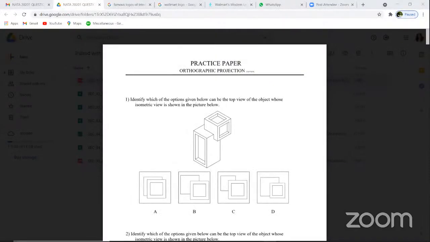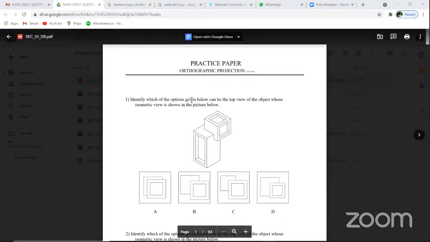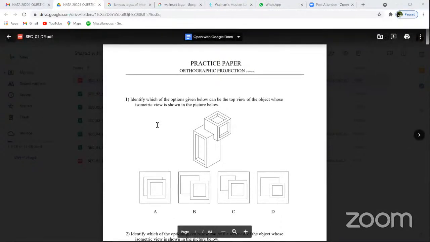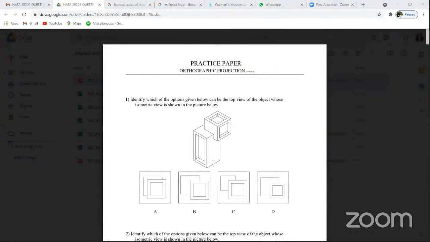3D view. Okay. This is the document made by Ignite India. The question is C. Identify which of the options given below can be the top view of the object whose isometric view is shown in the picture below. Okay. Now, what does isometric view mean?